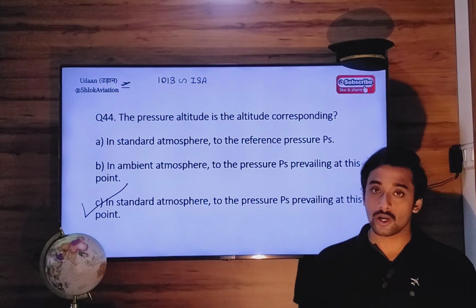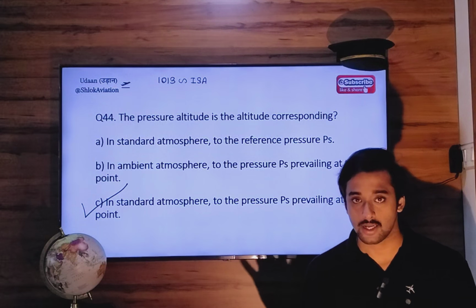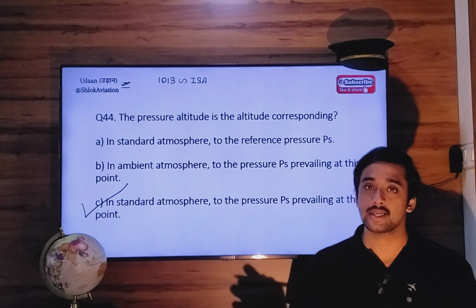Okay, pressure altitude is the altitude corresponding in standard atmosphere. So maybe now you're flying in a particular warm air mass. This warm air mass is warmer than ISA conditions.